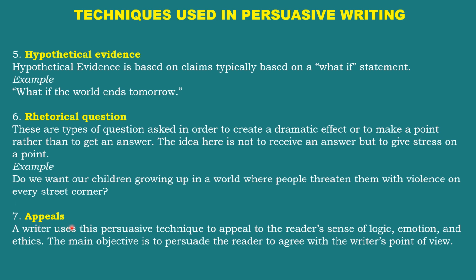technique is appeals. A writer uses this persuasive technique to appeal to the reader's sense of logic, emotion, and ethics. The main objective is to persuade the reader to agree with the writer's point of view. So, sa appeal, meaning diri gitarget, diri ta giigo sa atoang sense of logic, emotion, and ethics. So, unsa dining logic, emotion, and ethics? We'll get to know that on the next slide.